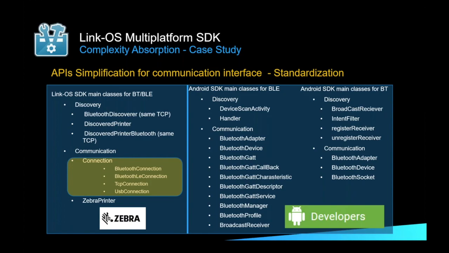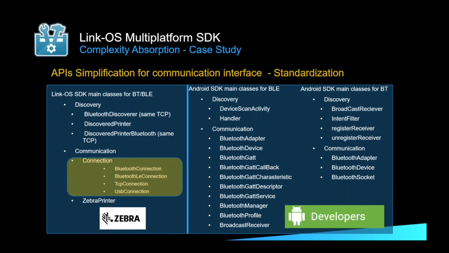For the communication, we have done a very nice job implementing the connection interface. With the connection interface, you can move from a Bluetooth connection directly to Bluetooth LE communication, or TCP, or through USB. It's a powerful library that you can implement for many different use cases. Once you have opened the communication, you can invoke the Zebra printer, which is basically the instance that you are creating in your application to implement all of the Link-OS operations.